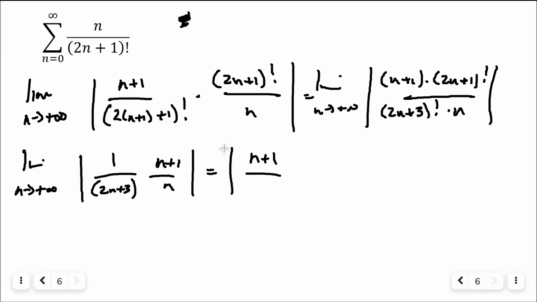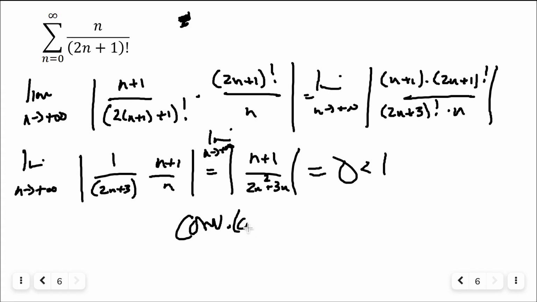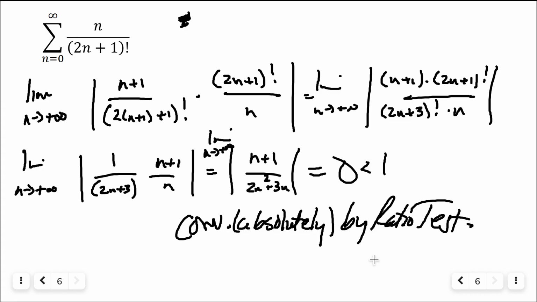n plus 1. I need the limit sign. Over 2n squared plus 3n. The dominant power is n squared. If I divide by n squared, the larger power's on the bottom, so the limit as n goes to infinity will be 0. This is less than 1. So again, this converges absolutely by the ratio test. And that's it. That's how the ratio test works. As always, thanks for clicking.